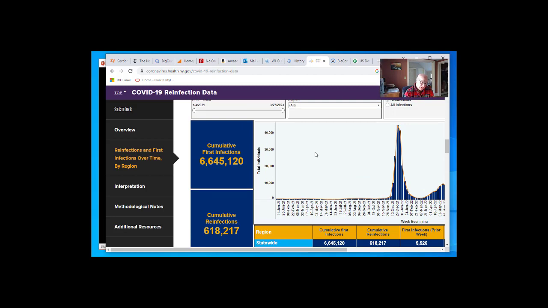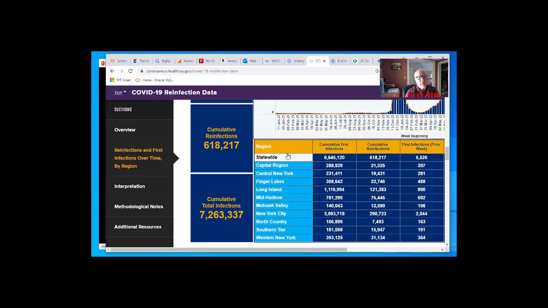And so here you can see how things are organized. Here we've got our cumulative first infections, then our cumulative reinfections. Then this is by region. And just so you know, we are Western New York, although Rochester is kind of western and central, it's right on the edge. So whatever. But look at the way that they've organized this data and the way that they've got it figured out.